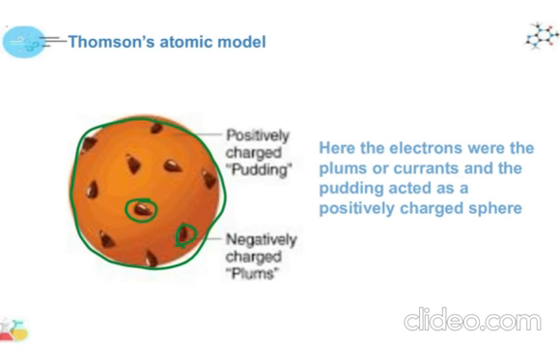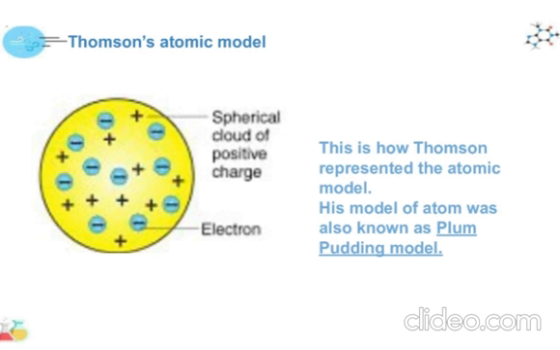So here is how he explained what the atom looks like. There is a sphere, which has a positive charge, and inside it are the electrons. So this is how he explained it, and this model of his was also known as the plum pudding model because it looked similar to that.